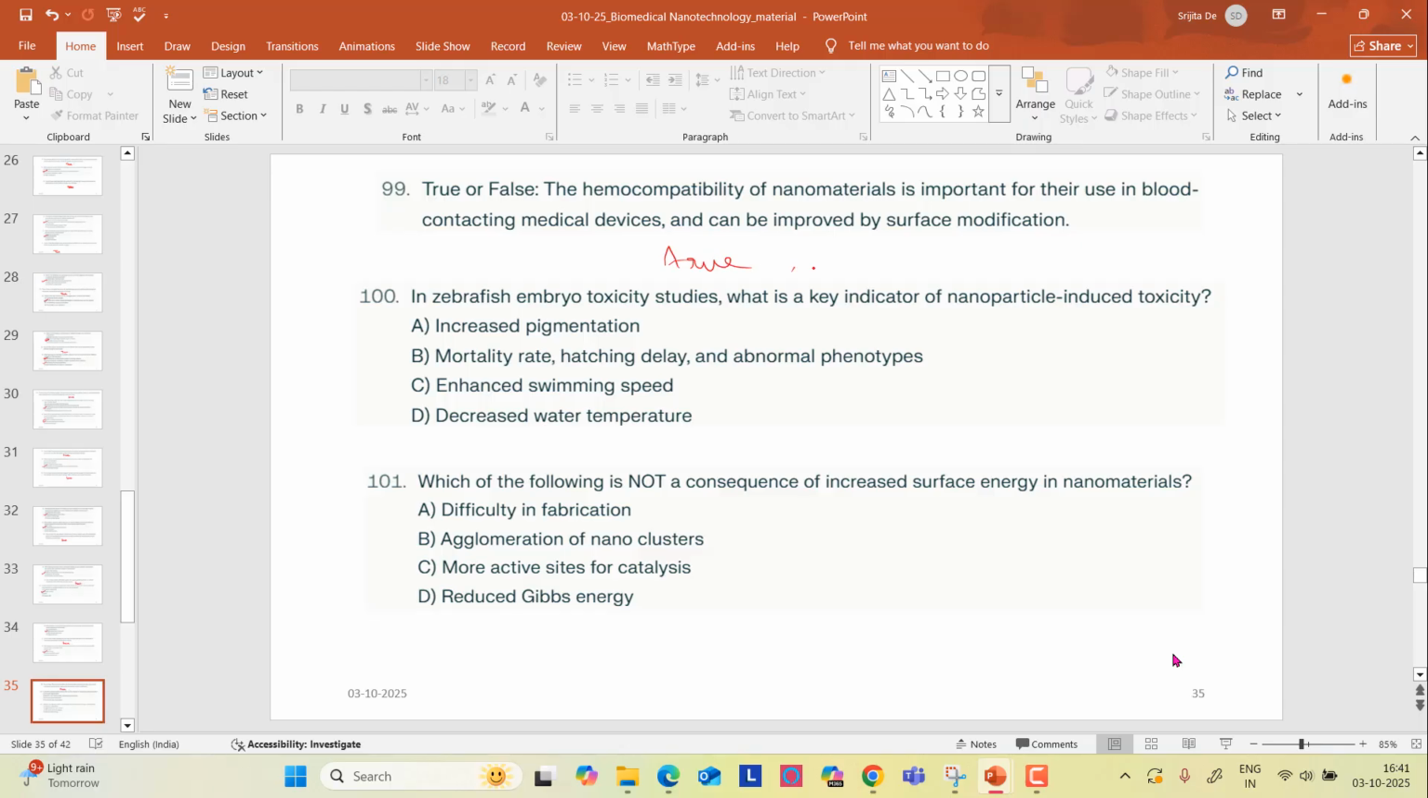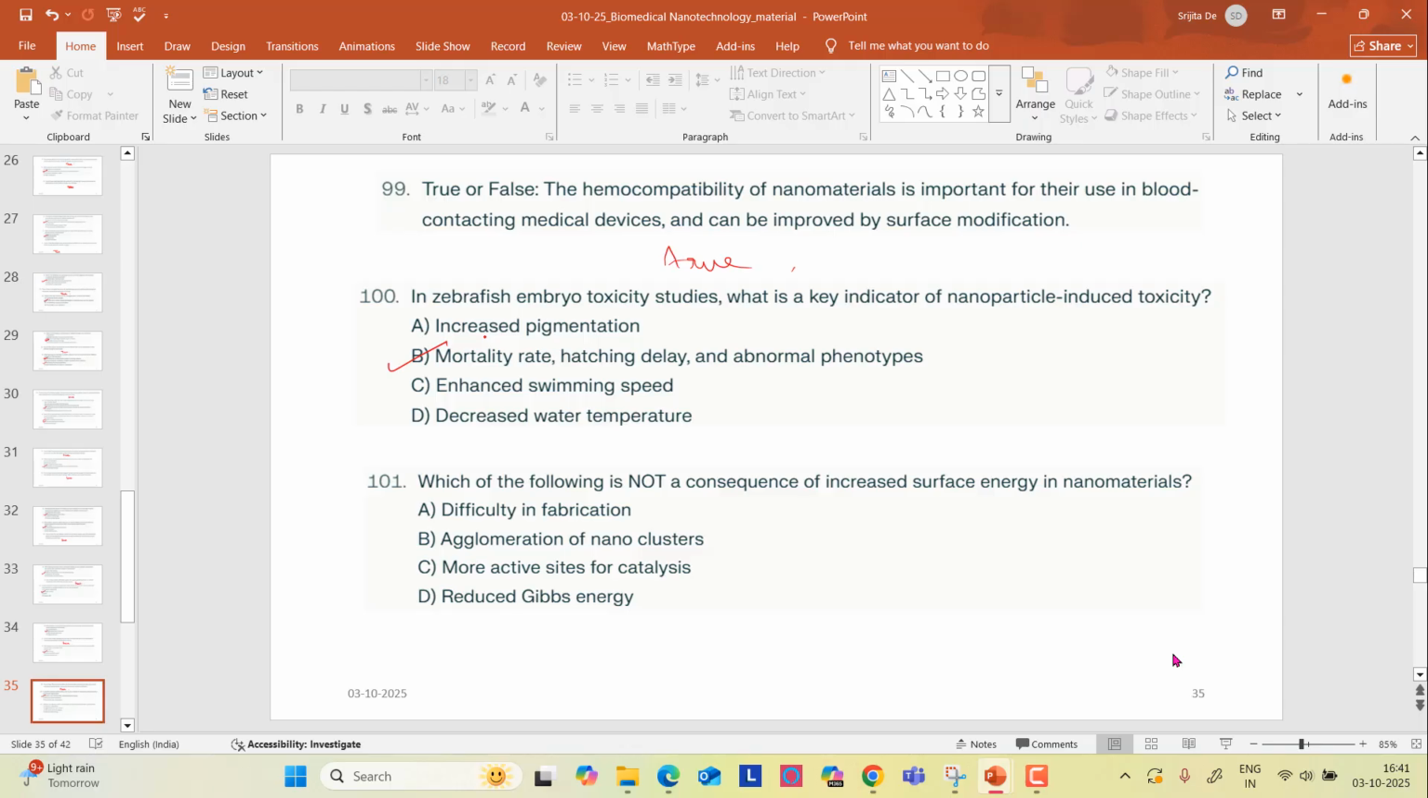In zebrafish embryo toxicity studies, what is a key indicator of nanoparticle-induced toxicity? Increased pigmentation, mortality rate, hatching delay, and abnormal phenotypes. Enhanced swimming speed, decreased water temperature. It is the mortality rate. Option B.